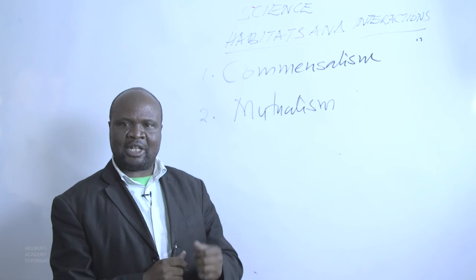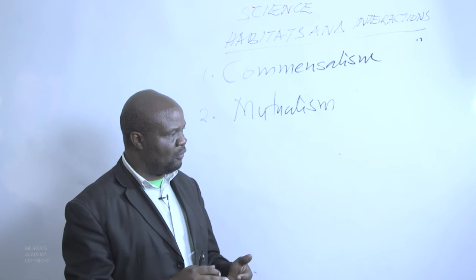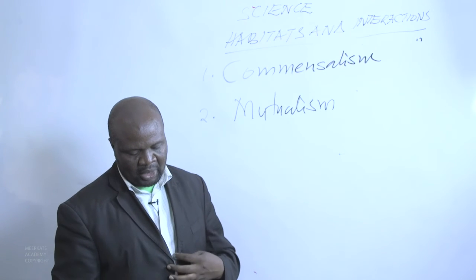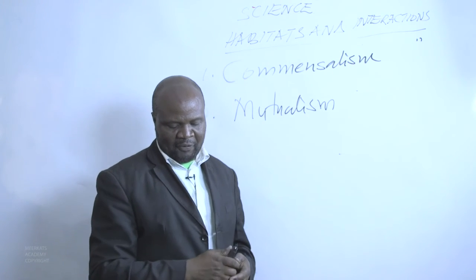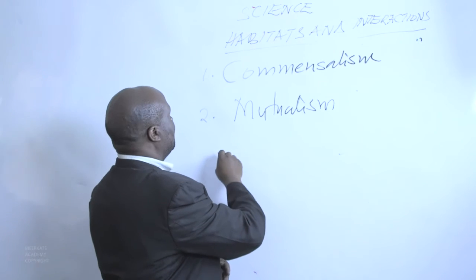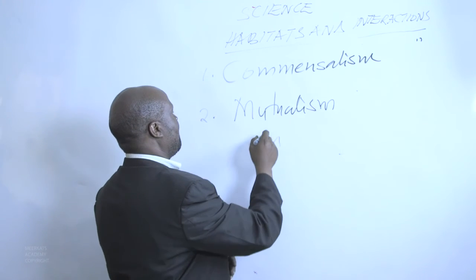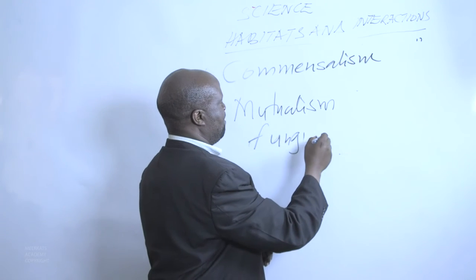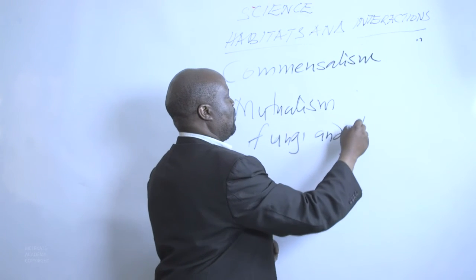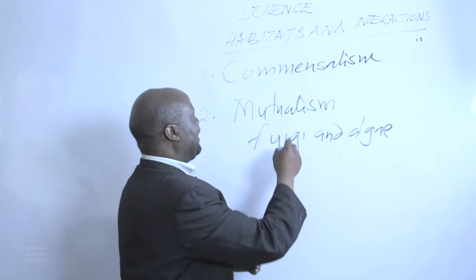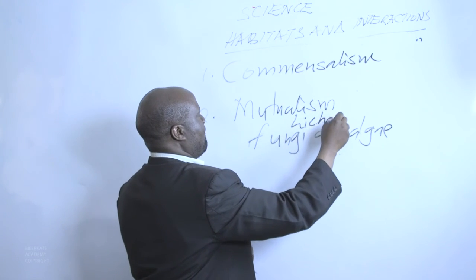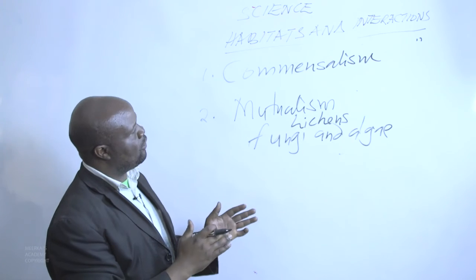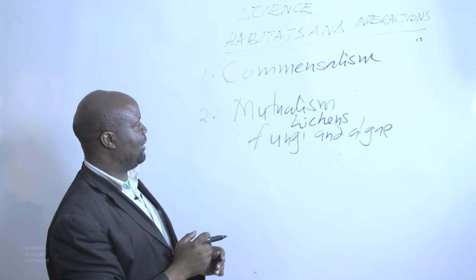Maybe we can give an example of lichens. We are told this way when it comes to lichens. Lichens consist of fungi and algae. We are saying on mutualism, lichens consist of fungi and algae. We want to explain something to do with algae and fungi.